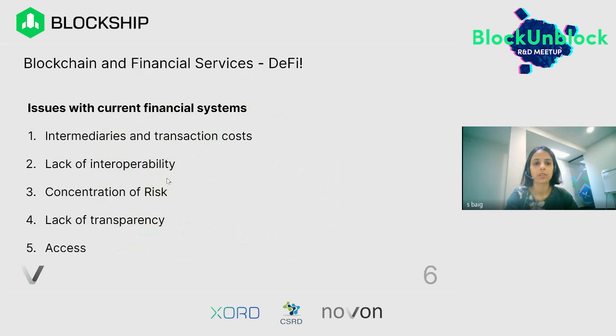Now, if we talk about decentralized finance and how blockchain can change that, I think it is very important for us to understand what are the current issues with the existing financial systems. Within the existing financial systems, some of the issues that I've highlighted here, the first one, are intermediaries and transaction costs. At the moment, you can imagine a situation whenever you send money from abroad to your home, or to any other individual, there are a lot of costs in between, because there are a lot of middlemen in between.